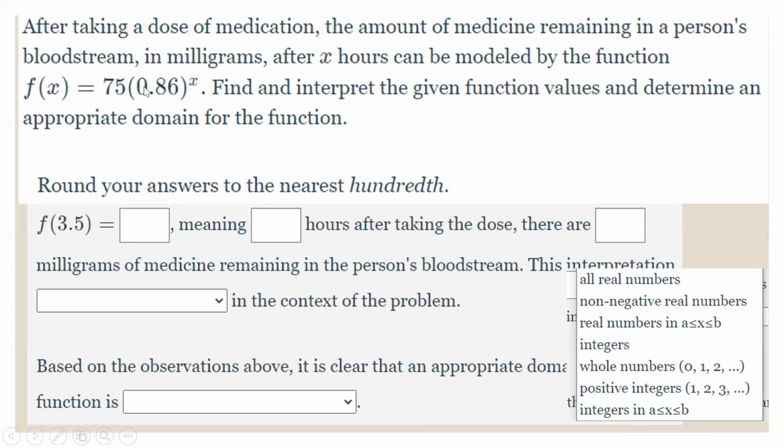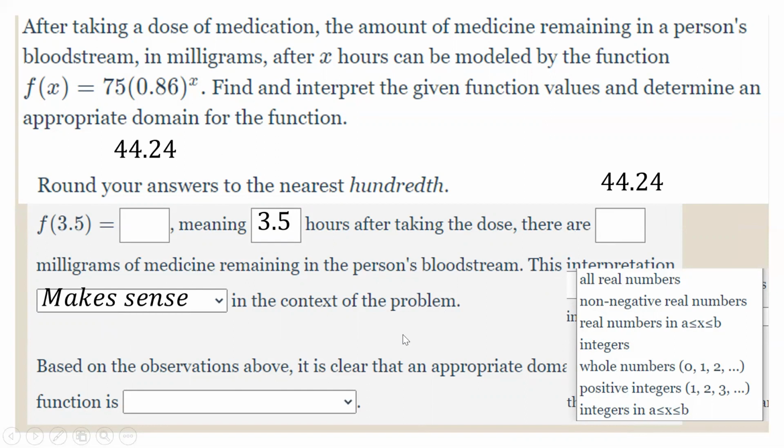All right, here we go. 3.5, you plug that into it, you're going to get 44.24, meaning that 3.5 hours after taking a dose, there are 44.24 milligrams of medicine remaining in the person's bloodstream. This makes sense. You can take it 3.5 hours. That's what that means. So it does make sense.